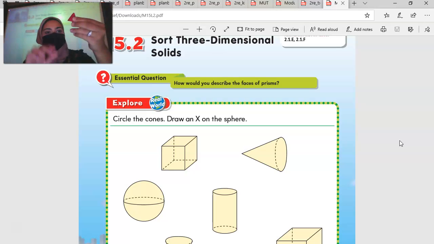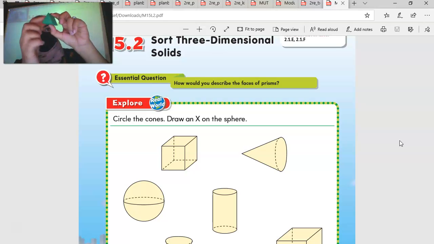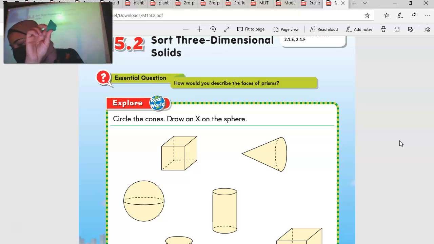What is this? It's a cone. It has one vertex and one flat side, and if you put it on the surface that is not flat, it can roll. It's called a cone. We also learned about the triangular prism. A triangular prism has two triangular faces and 1, 2, 3 rectangular faces. It's called a triangular prism.